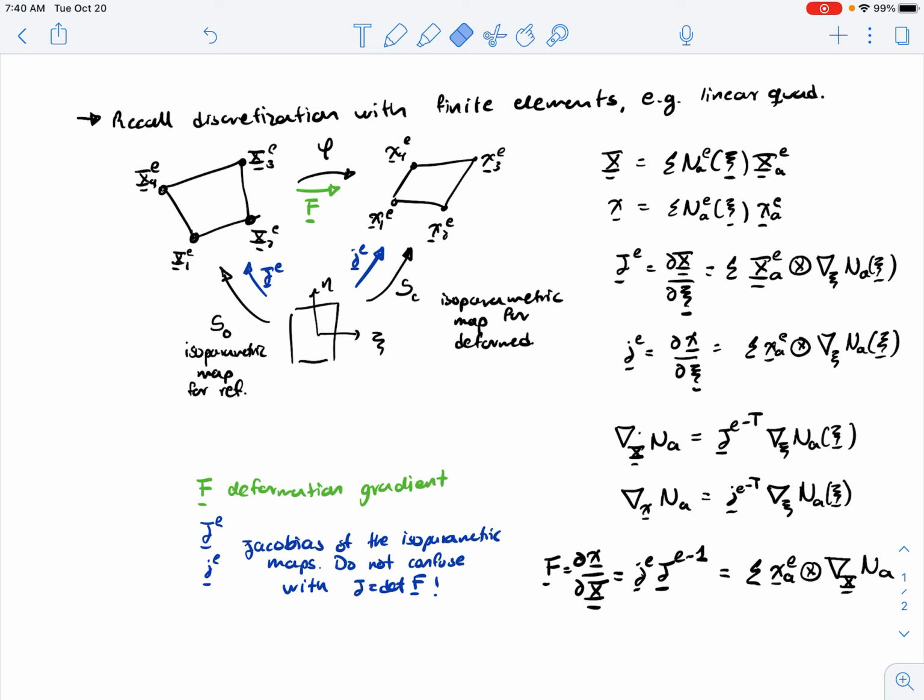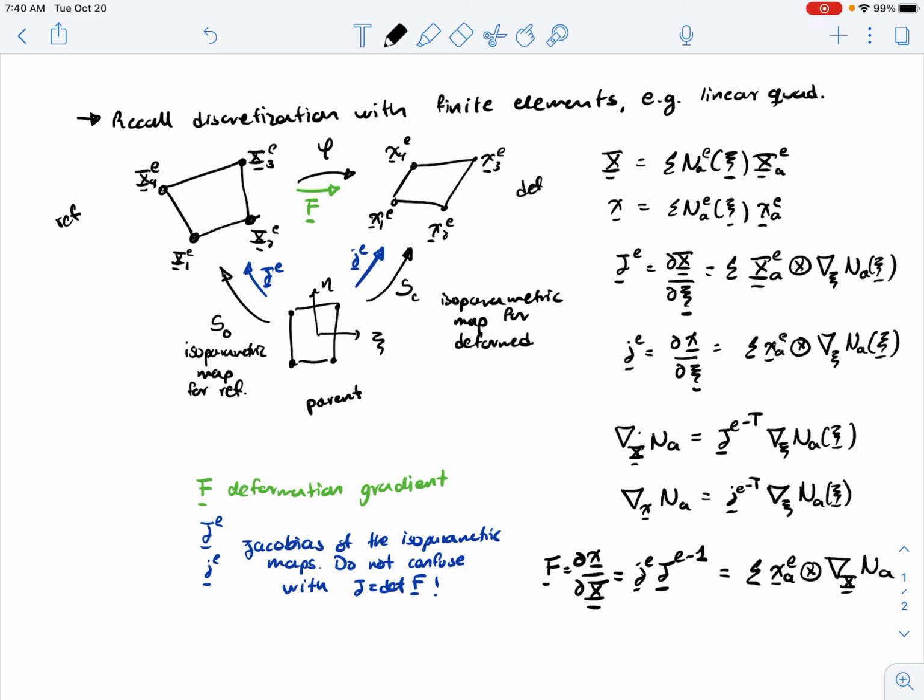And we introduce this parent domain. So this is reference, this is deformed, and this is the parent domain, xi and eta, or for short xi. And then in the xi space, we always have the same domain, -1 to 1, because we can do integrals in the -1 to 1 relatively easily.